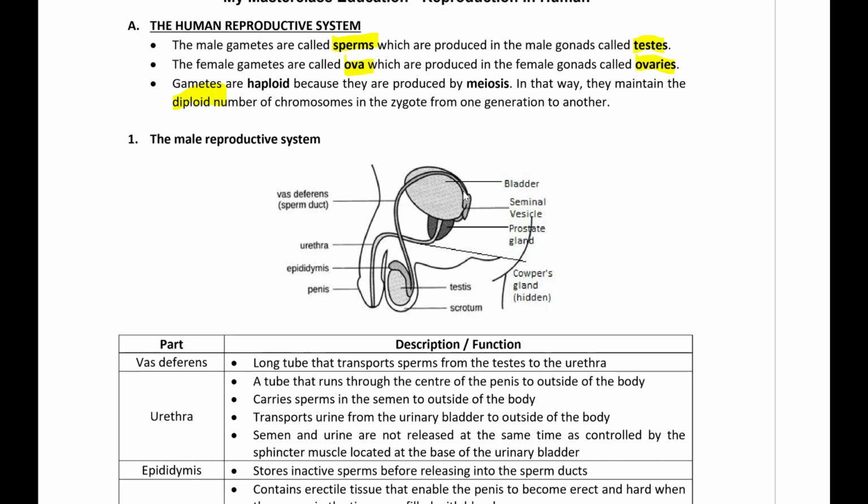Before it passes the seminal vesicles, prostate gland, and Cowper's gland, it is still known as sperm. Once it passes these, it is known as semen, which is essentially a mixture of the fluids plus the sperm itself. This will then pass through the urethra. You can tell from here that the urethra is also connected to the bladder. So males are able to pass semen out, or they are able to pass urine out, but never both at the same time.